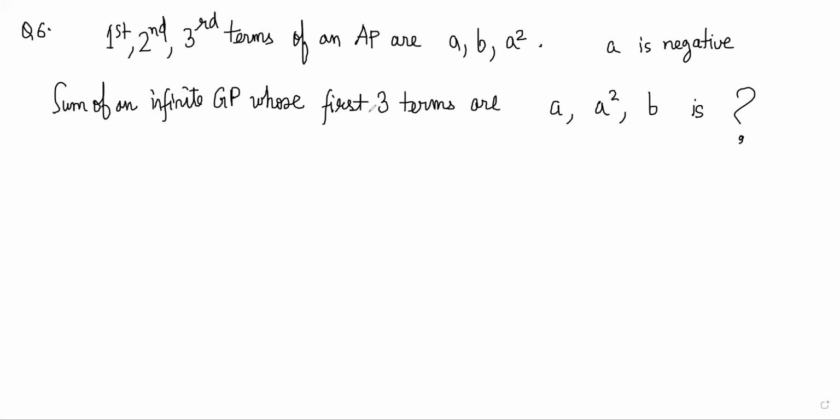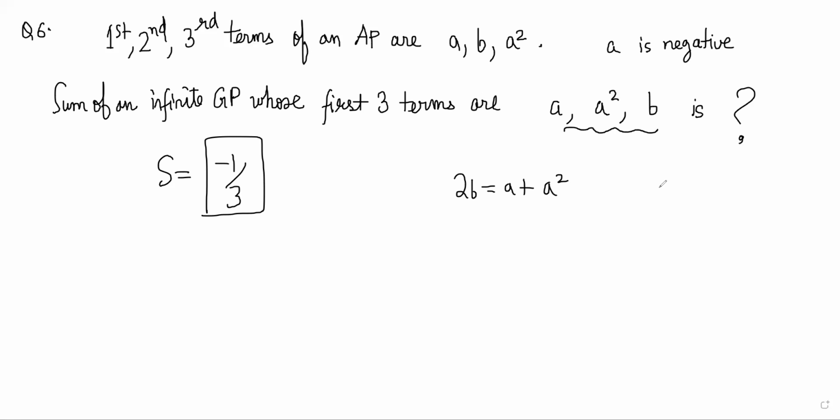Basically, you have to get minus 1 by 3 somehow. Minus 1 by 3 is the sum. You have to use the relations from the AP. You get 2B is equal to A plus A square. From the GP, you get A power 4 is equal to AB, right? You have to find somehow A and the common ratio. Yes.